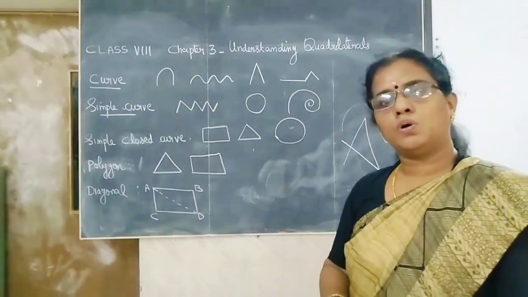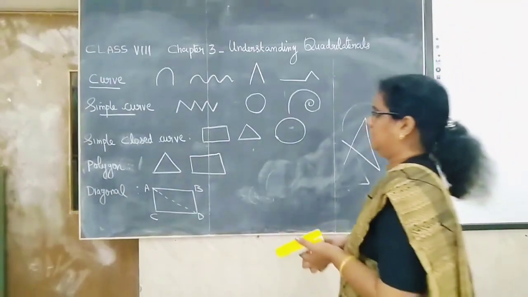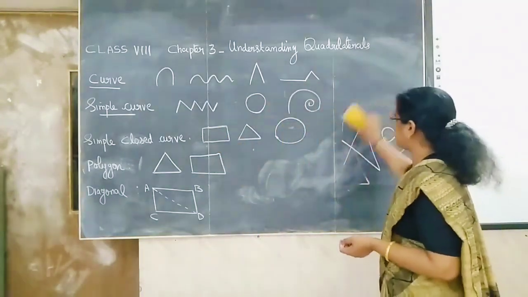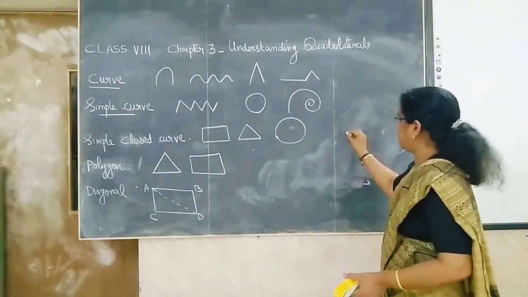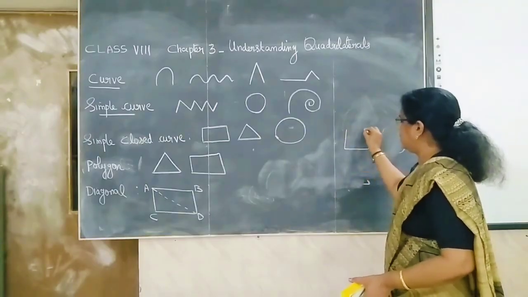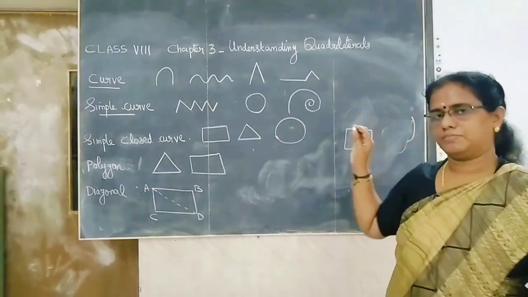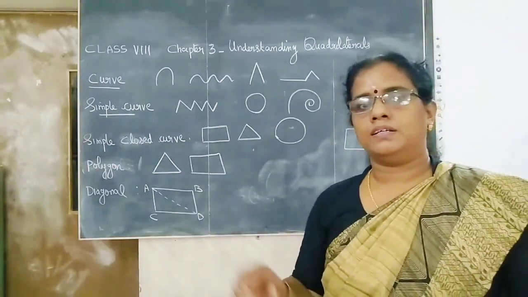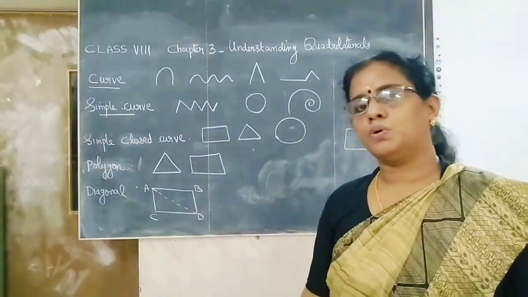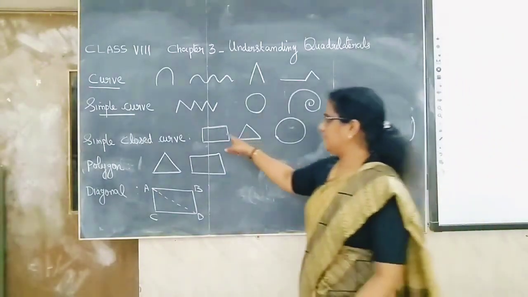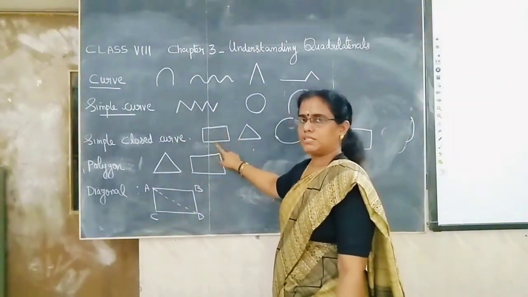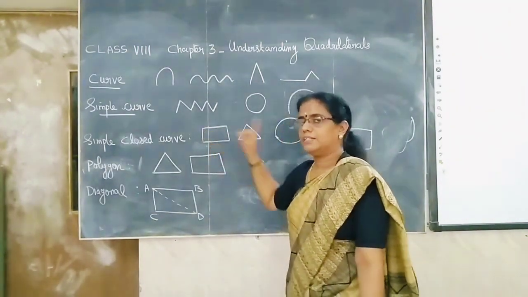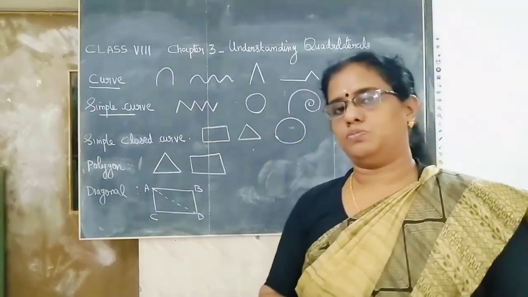Now, simple closed curve. Here you can see, when you draw a rectangle, you can start from a point and come back to the same point. So, if the starting and end points are the same, that type of curve is called a closed curve. Therefore, here is an example of a simple closed curve. This is simple because it does not cross itself, and at the same time it is closed also.